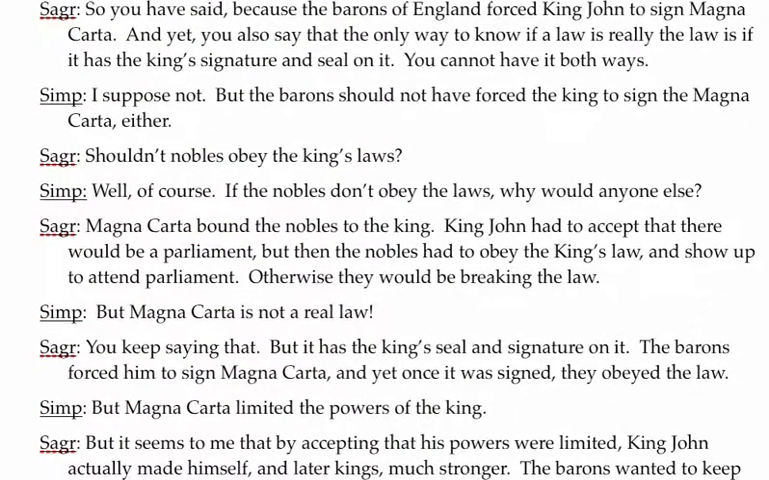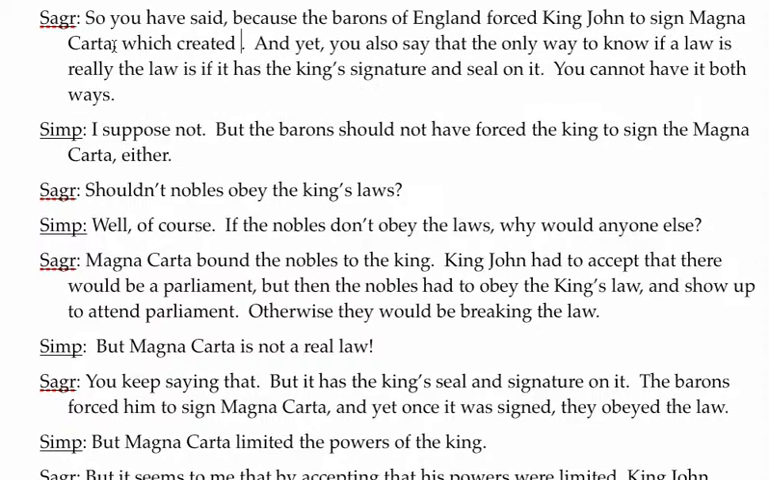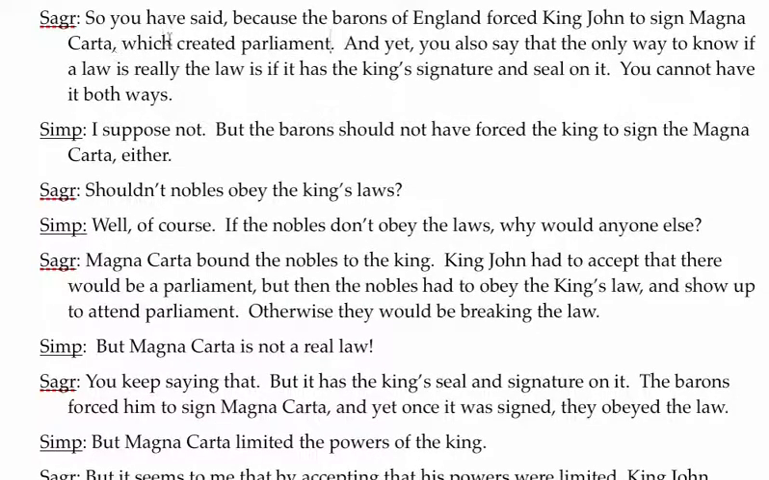Here's a slightly more complicated version of the reduction to the absurd. Sagrado points out that the barons of England forced King John to sign Magna Carta, which created Parliament. And yet the only way to know whether or not a law is really a law is if it has the king's signature and seal on it. And then he goes on to say, shouldn't nobles obey the king's laws? And Simplicio has to agree with that. If nobles don't obey the laws, why would anyone else?